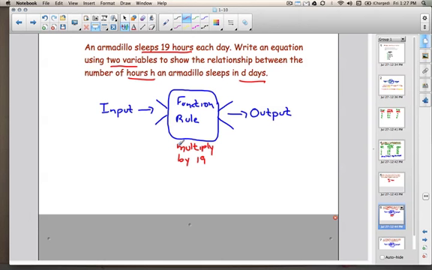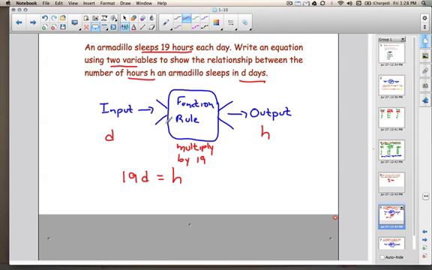Well, we're going to put in the number of days. We don't know how many days, but we're going to input the number of days, and on the output we're going to get how many hours in all the armadillo sleeps. So in other words, our equation is going to look like 19 times however many days the armadillo sleeps is going to tell us how many hours he sleeps. And now we've written our equation.